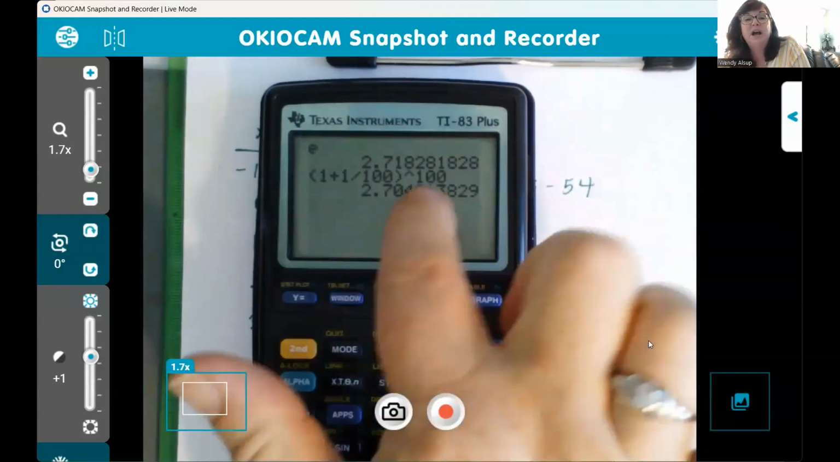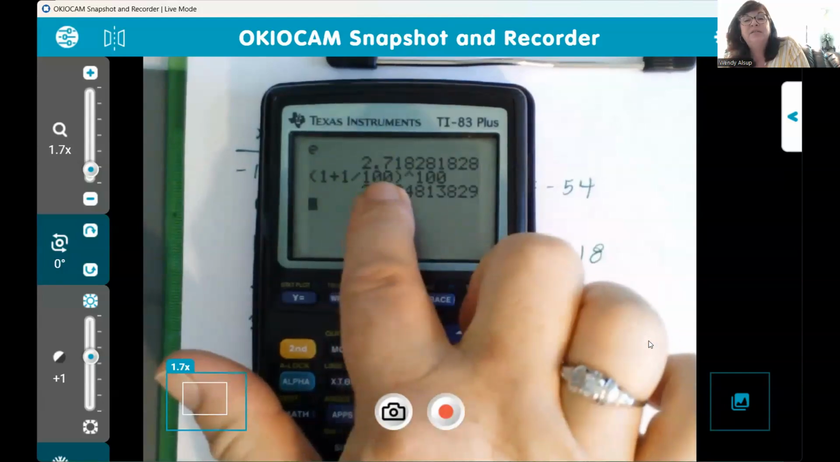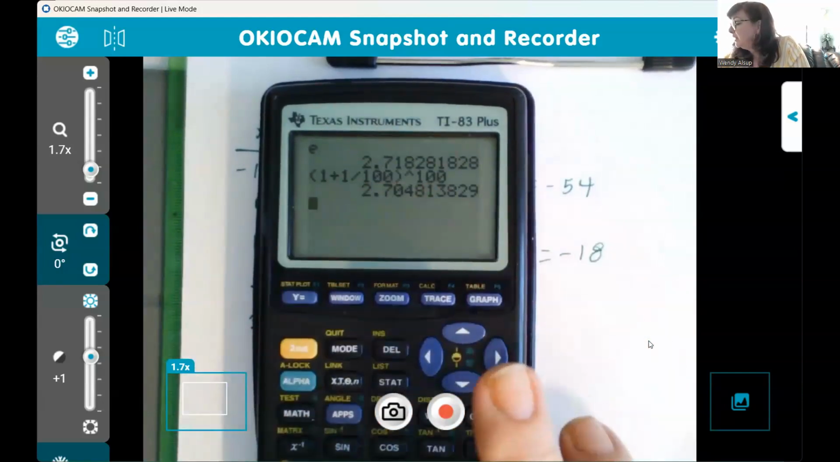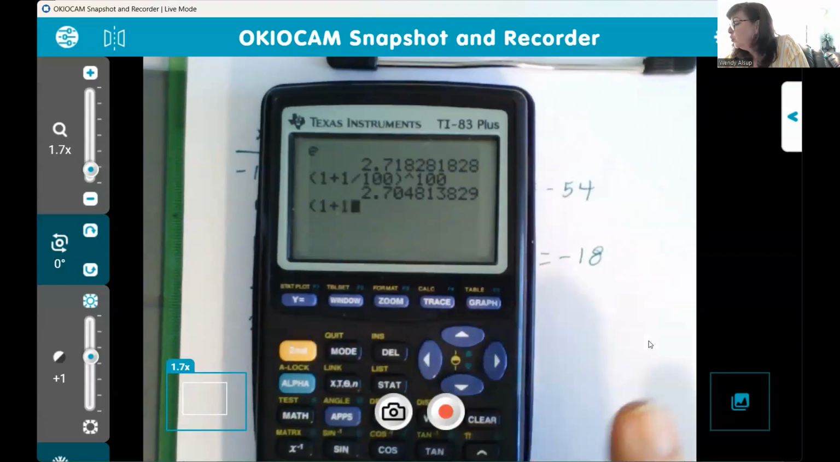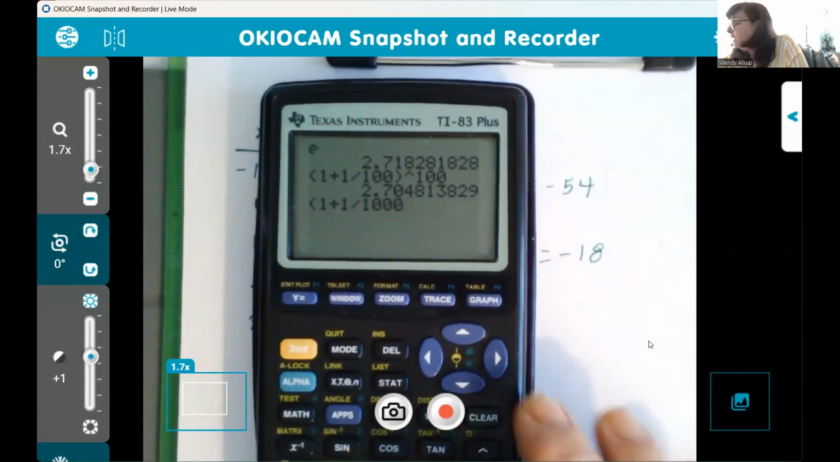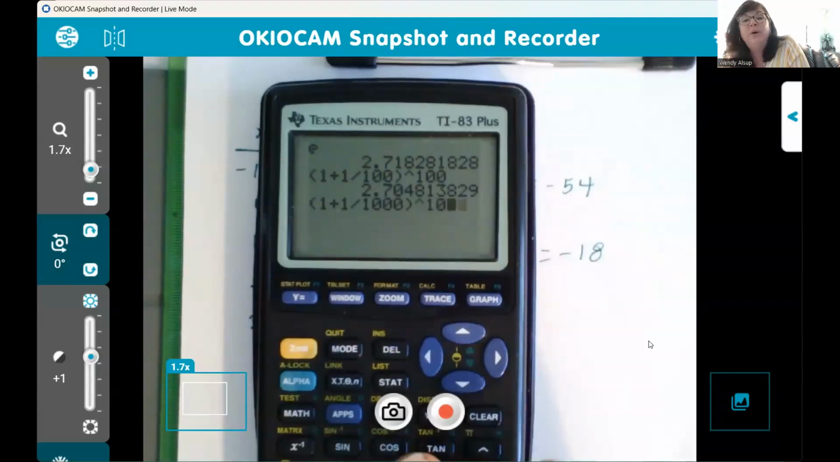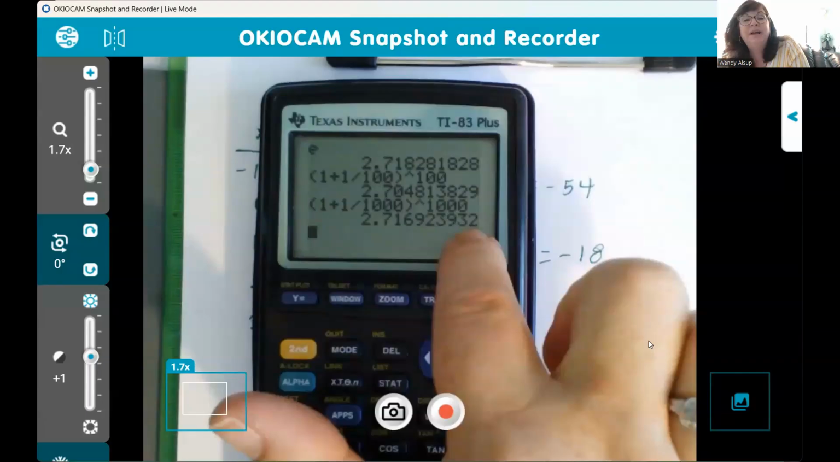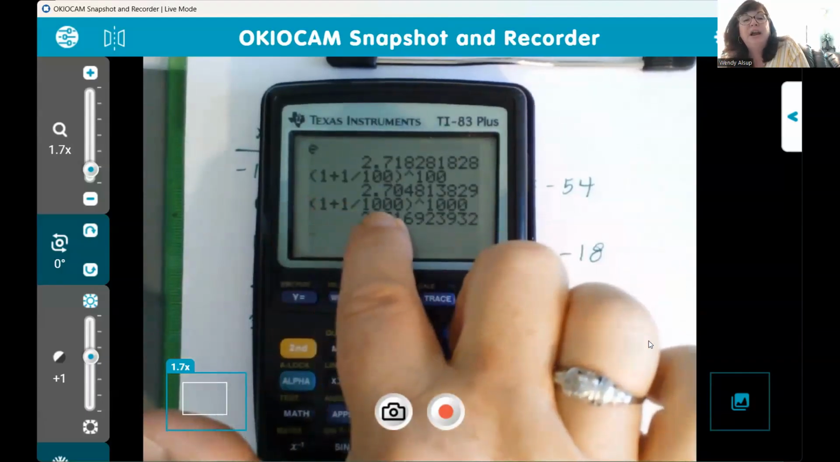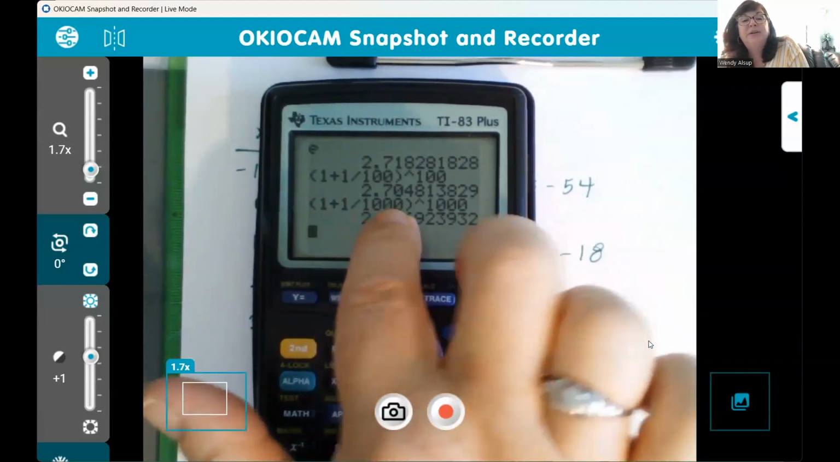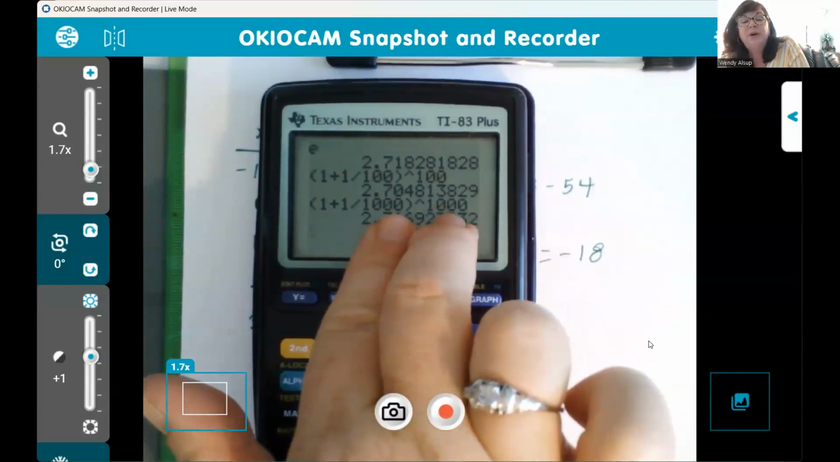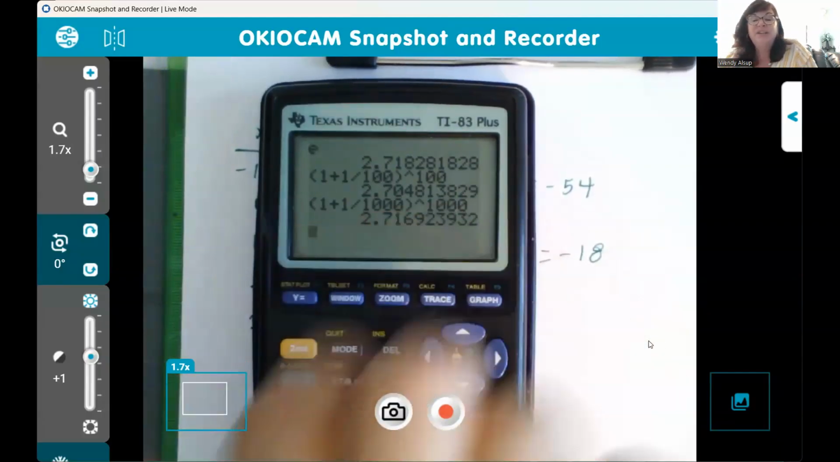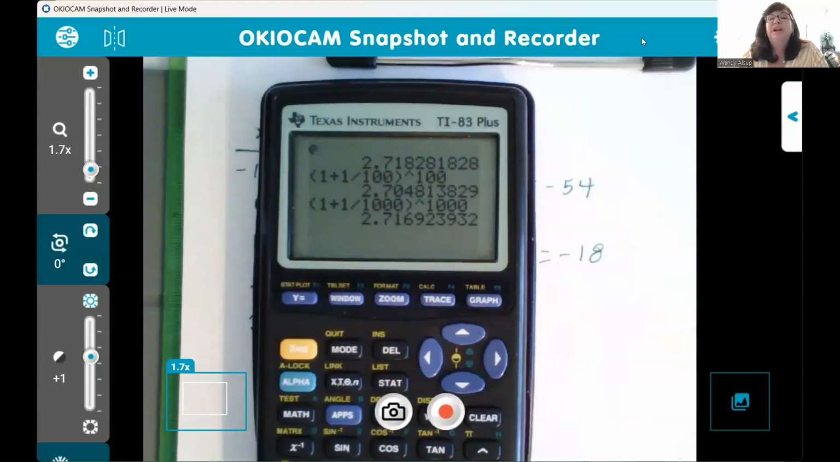Now we get a pretty good approximation, but the bigger n gets, the better the approximation. 1 plus, let's do 1 divided by 1,000, but you have to raise it to that same power, raised to 1,000. See how our approximation is getting better and better. As this value, which is repeated twice, gets to infinity, our approximation of e will get better and better. That's what the limit means.